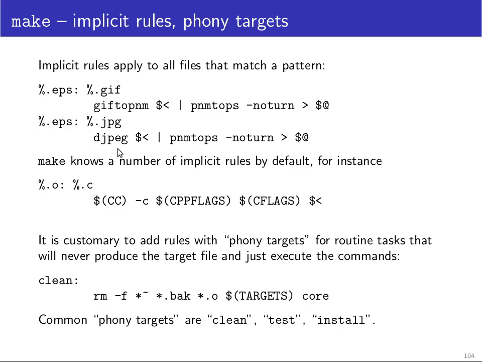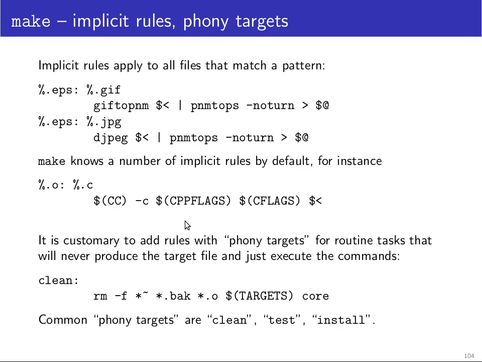Here's another similar example where instead of a GIF file, we decompress a JPEG file. Make has actually quite a lot of these implicit rules built in. So for example, Make knows that you can produce a .o file if you have a file with the same file name, but with a .c extension. Then you just call the C compiler as specified in the CC variable with the -c option and give it the C file, and you get the corresponding .o file out. And there are also flags here. CFLAGS is for the compiler, and CPPFLAGS is flags that are intended for the C preprocessor.